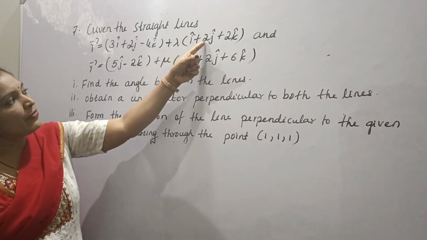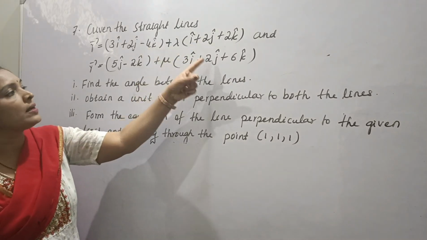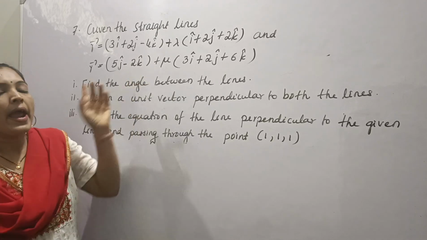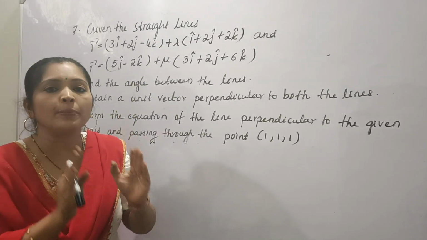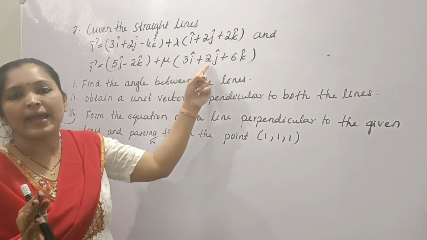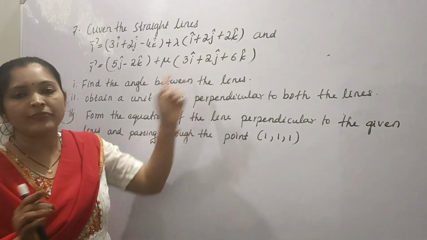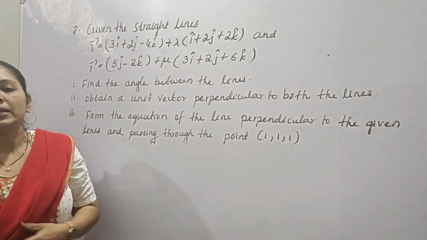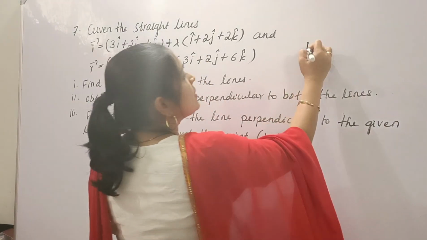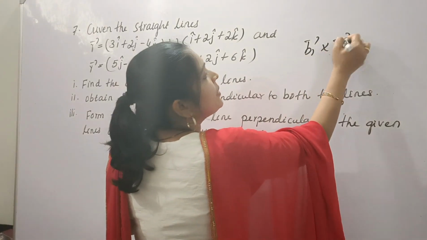Since b1 is parallel to this line and b2 is parallel to this line, it is enough to find a line perpendicular to both vector b1 and vector b2. So what is that vector? That is vector b1 cross vector b2.